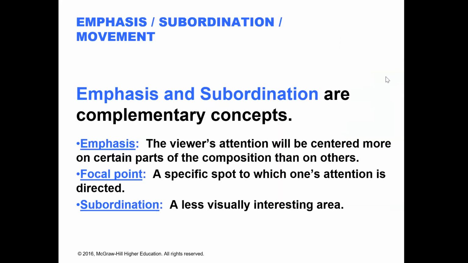So let's move on to emphasis and subordination and movement. Emphasis and subordination are complementary concepts. Emphasis: the viewer's attention is centered more on certain parts of a composition than on others, creating a kind of focal point, which is our next term here, the specific spot generally to which our attention is drawn. And subordination, a less visually interesting area.